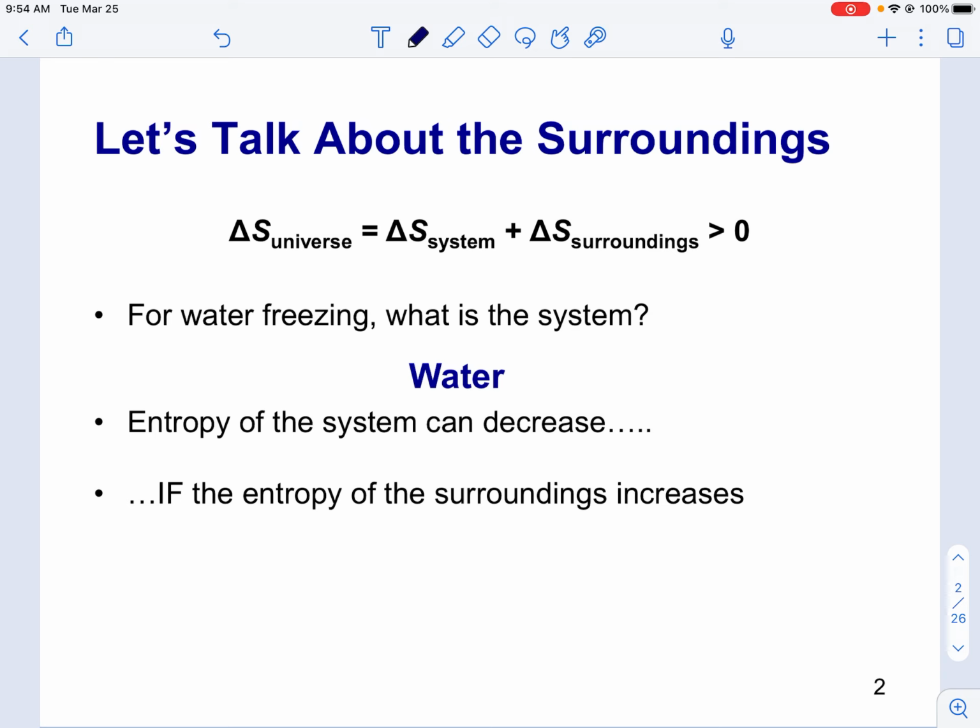So when we were talking about water freezing last time, remember if water's freezing, the system here is water. When you freeze water, you're going from a liquid to a solid. So when you're doing that, the entropy of the system, the water, is decreasing. How is it possible that the entropy of the water can be decreasing? It's possible if the entropy of the surroundings increases. All right, so you can have a system with a decrease in entropy, and as long as the increased entropy of the surroundings makes up for that, so that the universe has an increase in entropy, the process will be spontaneous.